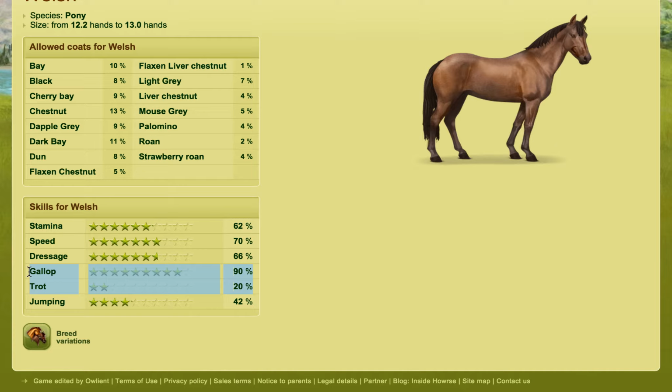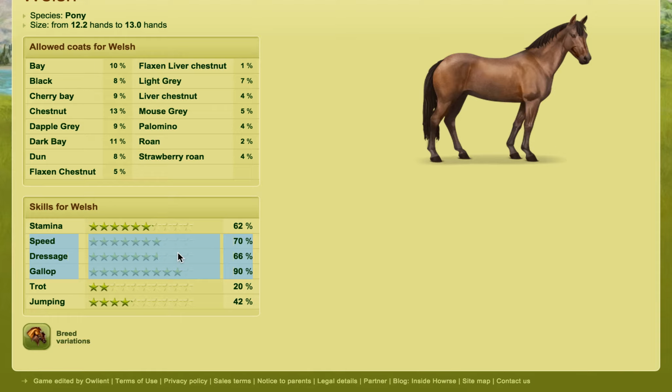So what I'm saying in purebred breeding is you're better picking a breed that is going to be reasonably good at whatever discipline you want to use it for, or is going to be better at it. So pick skill sets that match the competition types that you're looking for. For example, I know that this would be better at gallop than it would be at trot, because for gallop competitions, gallop is the primary skill. This Welsh pony's highest is gallop, and speed and dressage are the secondaries for gallop competitions, and they're also the second and third best skills for this particular Welsh pony. So that's why I would pick it for going down gallop competitions, for example.